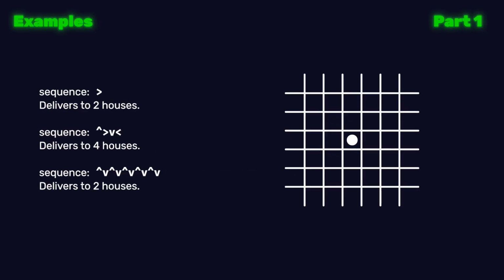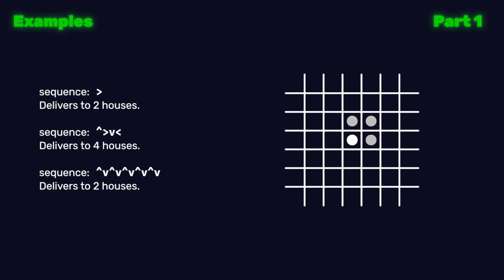In the first sequence, Santa simply needs to move one time to the right. Given that he also delivers to the house at which he starts in the grid, he thus delivers one present to 2 houses. In the second sequence, Santa has to go north, then east, then south, and then west.